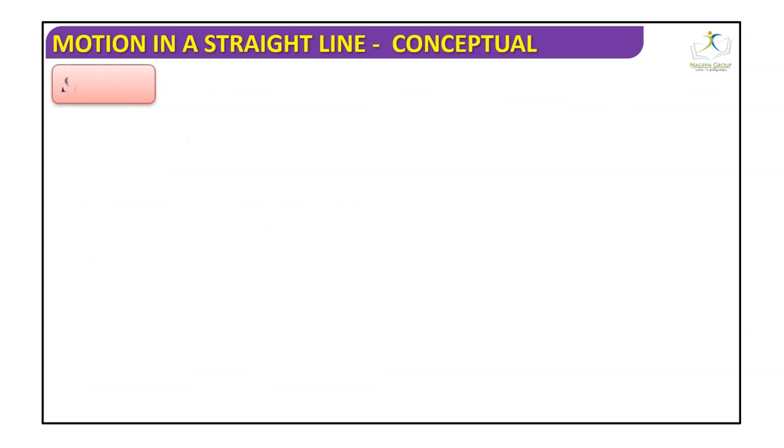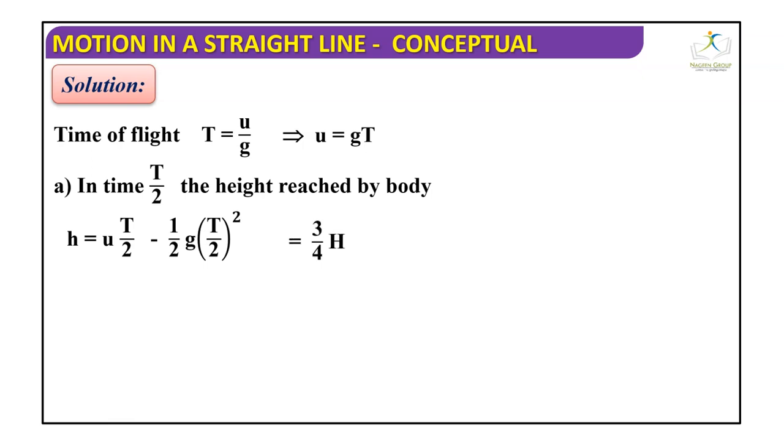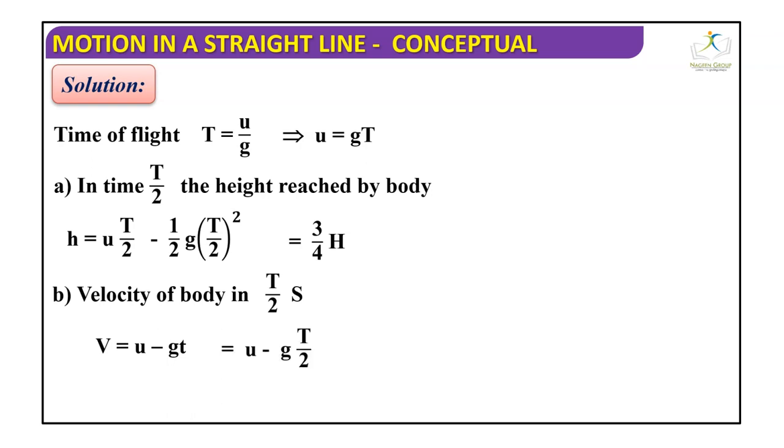Students, for this question, let's move with the solution part. So for time of flight, we know that T is equal to U by G, which means U is equal to GT. In time T by 2, the height reached by the body, H, is equal to U times T by 2 minus half G, T by 2 whole square, which is equal to 3 by 4 of H. Velocity of the body in t by 2 seconds is V is equal to U minus G, t by 2.